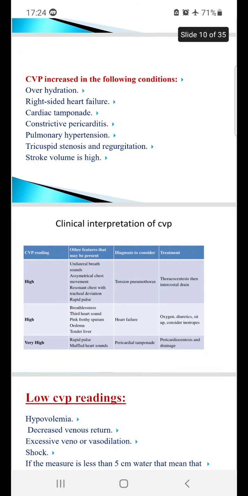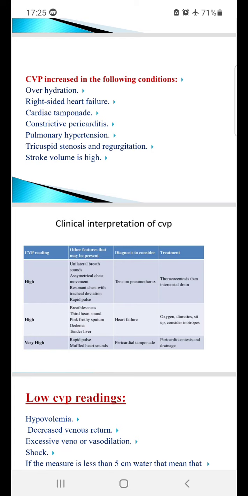Stroke volume is high. Clinical interpretation of CVP: high readings. Other features may be present, such as unilateral breath sounds, asymmetrical chest movement, resonant chest with tracheal deviation, rapid pulse. Diagnosis to consider: tension pneumothorax. Treatment: thoracentesis, then intercostal drain. High CVP with breathlessness, third heart sound, bronchial breathing, sputum, edema, tender liver: consider heart failure. Treatment with oxygen, diuretics; consider inotropes.